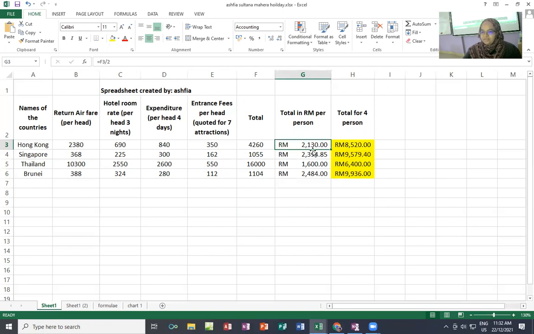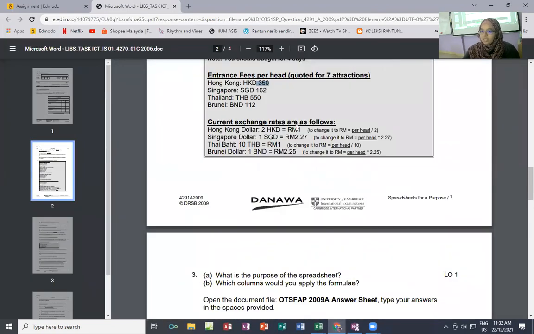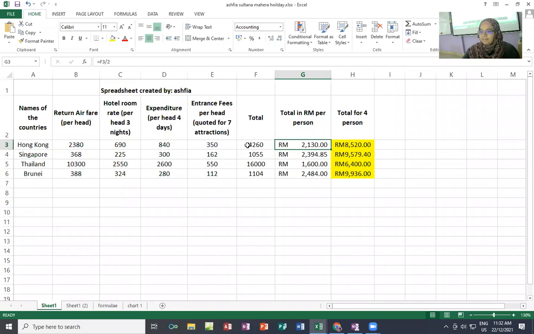You use the formula which has been given here. Hong Kong dollar, RM 1 ringgit. Change to RM per head, divide by 2. These are the per head, you have to divide by 2. So this is the total per head. It's equal to F3 divide by 2. This one F4 times 2.27 for Singapore.